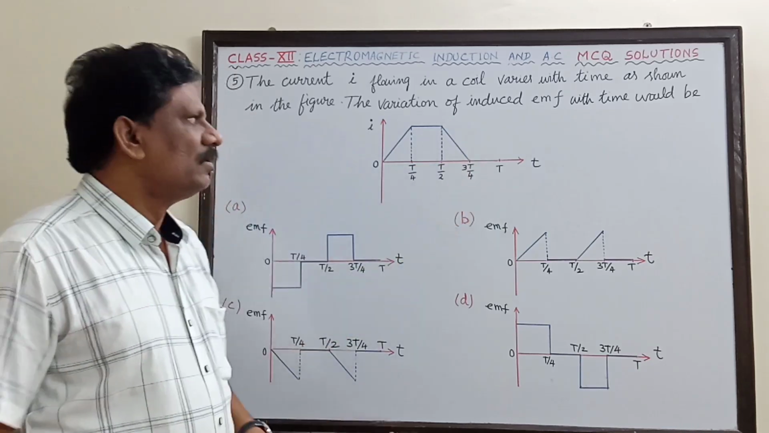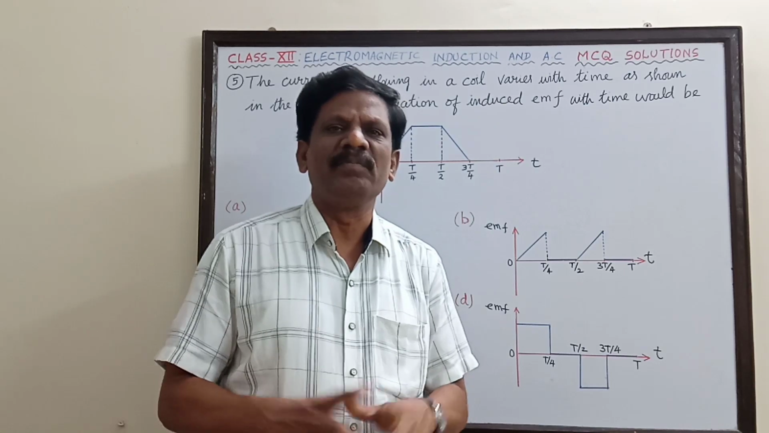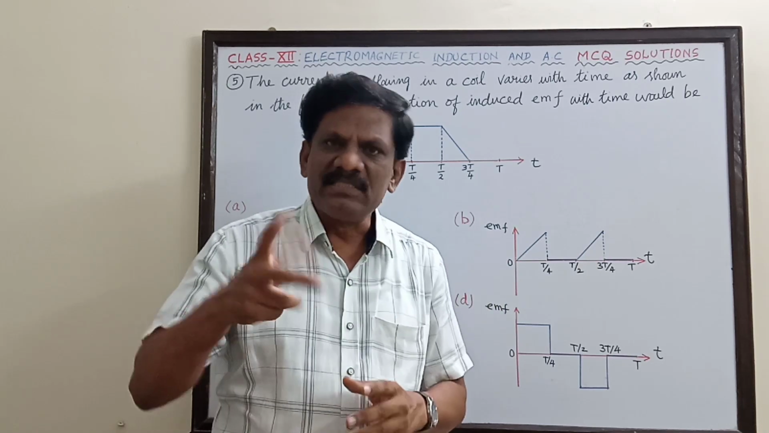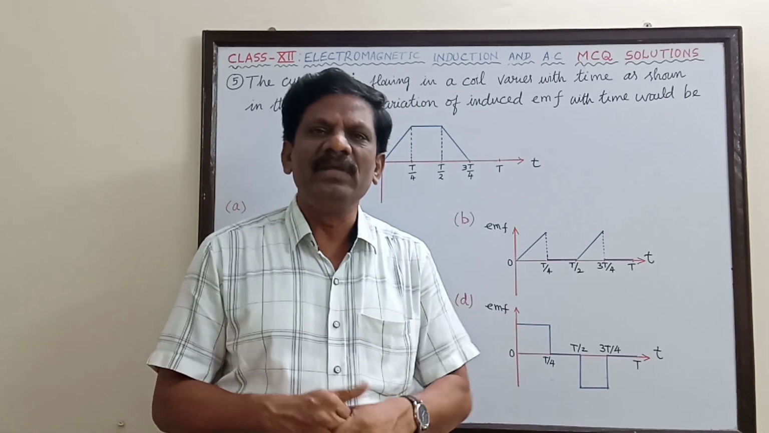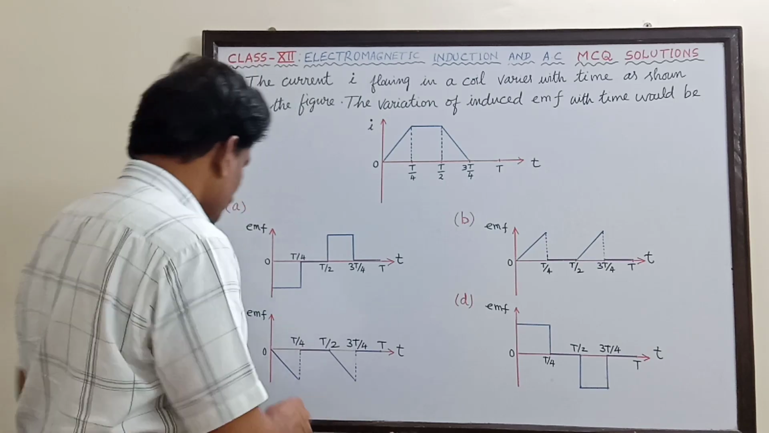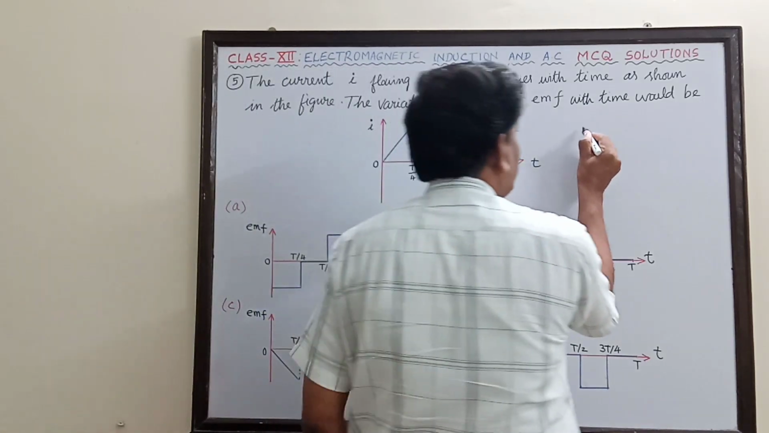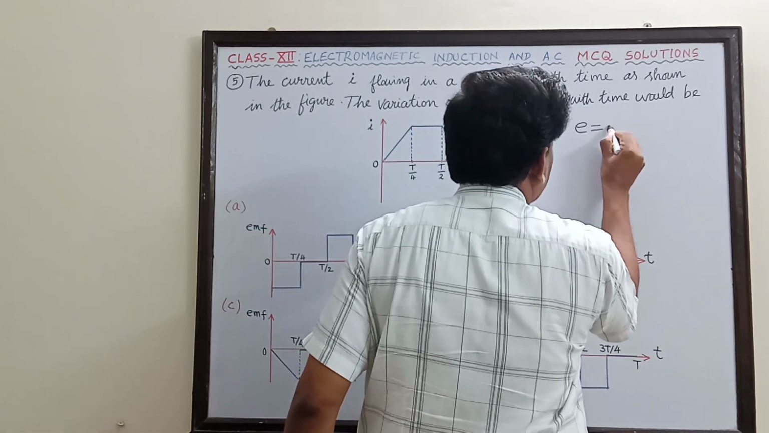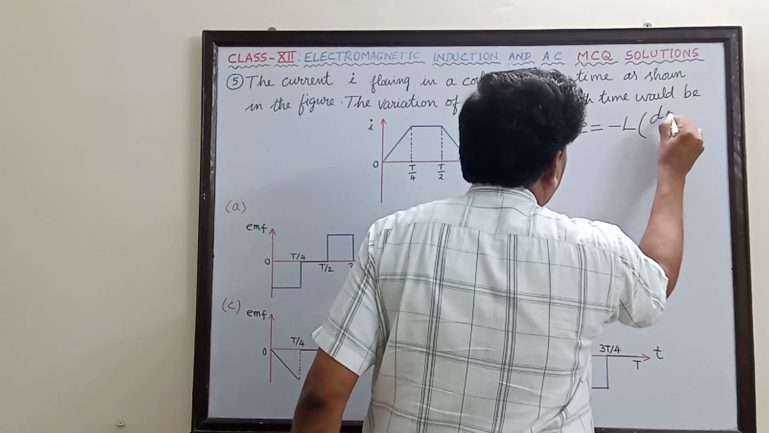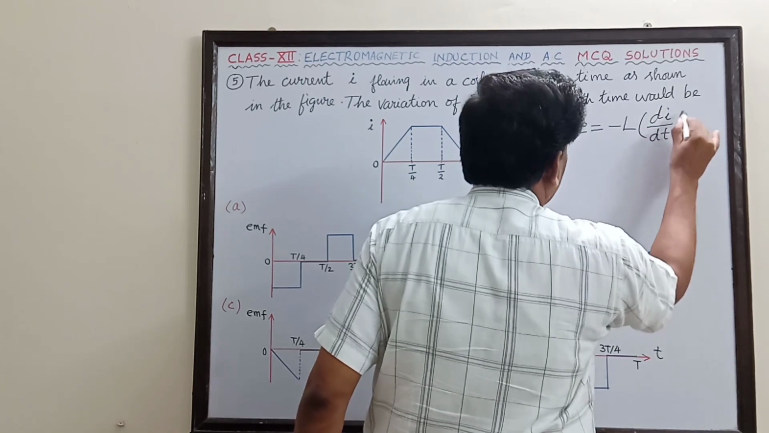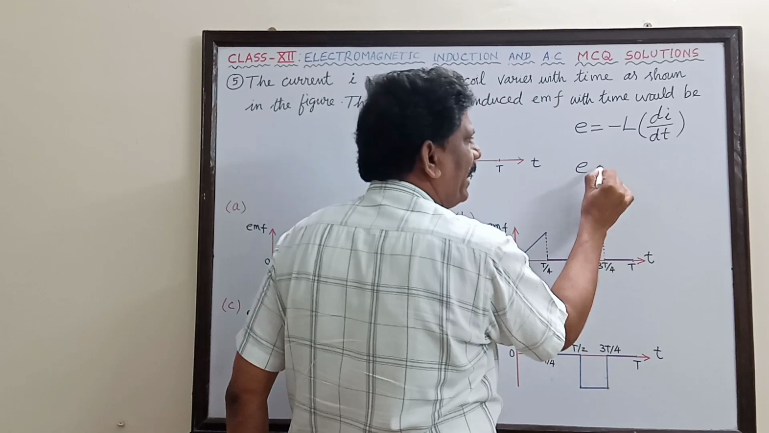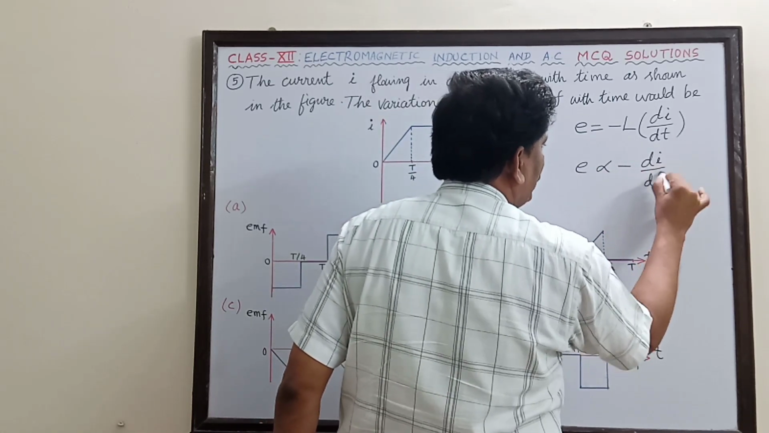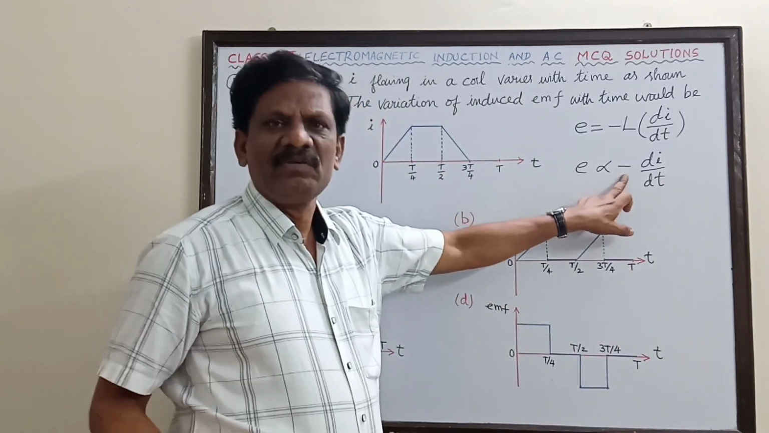Okay? So in a coil, we have studied what is meant by self-induction. So when a current flowing through a coil changes with time, an opposing EMF will be induced. So here the equation, the induced EMF or the back EMF is given by minus L into di by dt, or the self-induced EMF or back EMF is proportional to minus of di by dt. So there is a negative sign here.